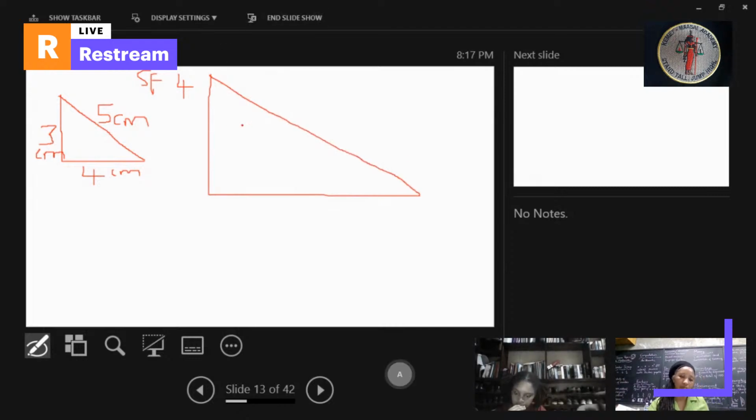The first measurement would be 3 times 4, so you get 12. The second measurement is 4 times 4, so you get 16 centimeters. And 4 times 5, so you get 20. All right, 20.